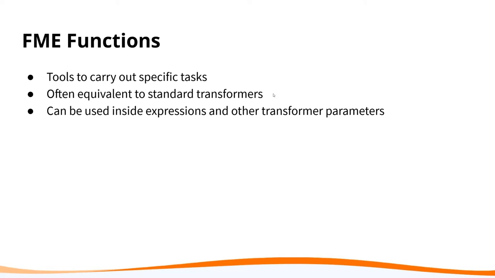So there's lots of places we can use these functions. Why do we do that? When you've already got the transformer, you don't need to do this, but many people do because it reduces workspace clutter. Instead of having five or six transformers to do something, you can put everything all inside a single transformer. And it makes it more condensed.